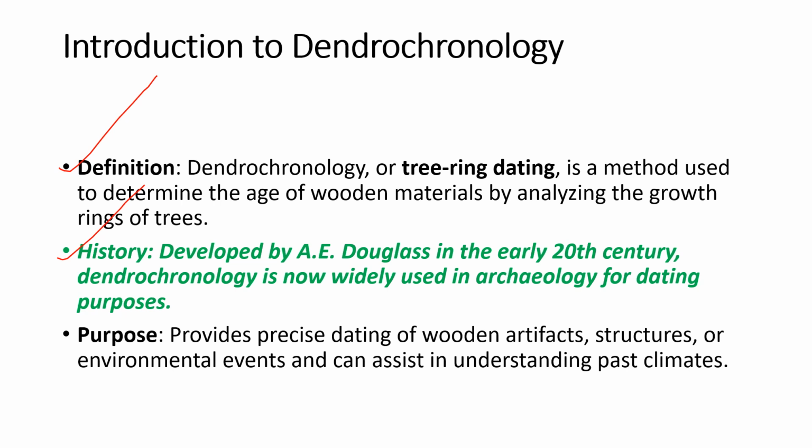This technique helps archaeologists date wooden artifacts and structures with exact precision. Unlike other methods that provide estimates, dendrochronology can give us the exact year in which a tree was felled. This allows us to develop detailed timelines of human activity in the past.